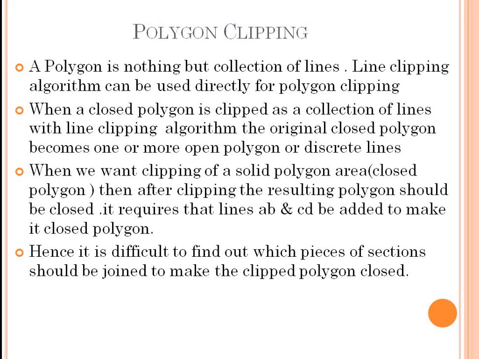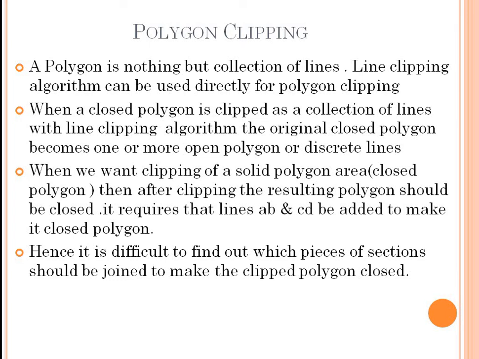Today's lecture is polygon clipping. A polygon is nothing but a collection of lines. Examples of polygons are a triangle, a rectangle, a hexagon, a pentagon. So the polygon is nothing but a collection of lines. A polygon is a closed loop, a closed cycle structure.